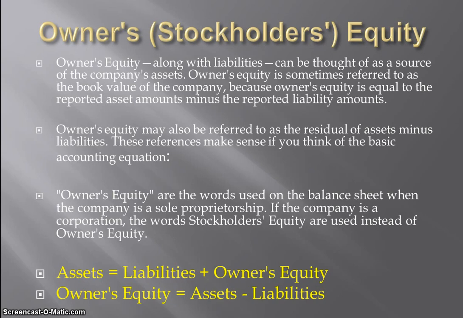Now, owner's equity along with liabilities can be thought of as a source of a company's assets. Owner's equity is sometimes referred to as the book value of a company, because owner's equity is equal to the reported assets amount minus the reported liabilities amount. If you look down at the bottom of the page, you'll see basically owner's equity equals assets minus liabilities. It's a simple equation where you can understand how you come up with the owner's equity.